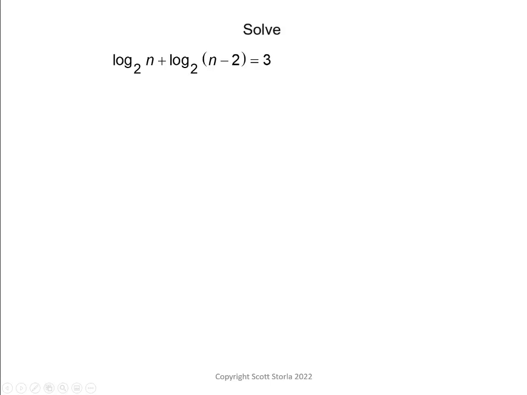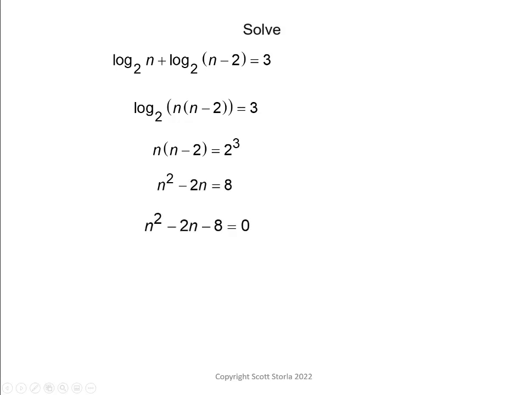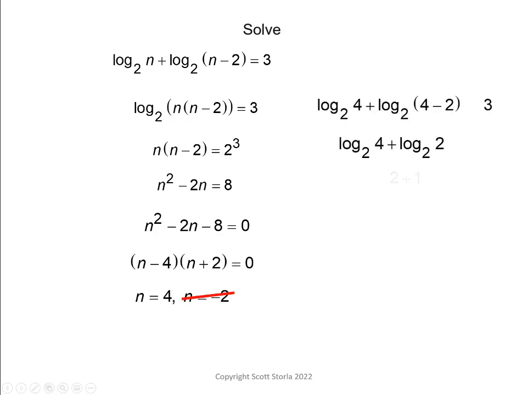And here's our last one. Of course, this addition makes me think of the product rule, and then I'll rewrite into exponential form. I'll distribute and subtract 8 from both sides. In this case, I get n minus 4, n plus 2 when I use the zero product method. That leaves me with two answers. Of course, this negative 2 makes me suspicious, and sure enough, in both cases, I get a negative argument, so that one's out. On the other hand, the 4 looks like it's going to work, and the check shows that it does.